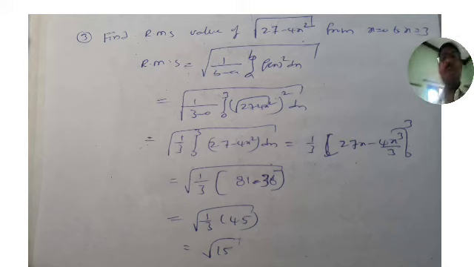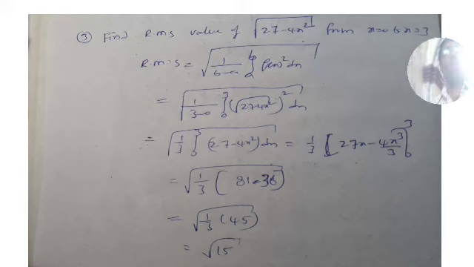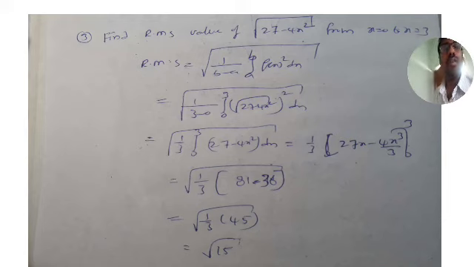So look at the question and try to do it. Let us see what is given. Find RMS value of square root of 27 minus 4x square from x is equal to 0 to x is equal to 3.